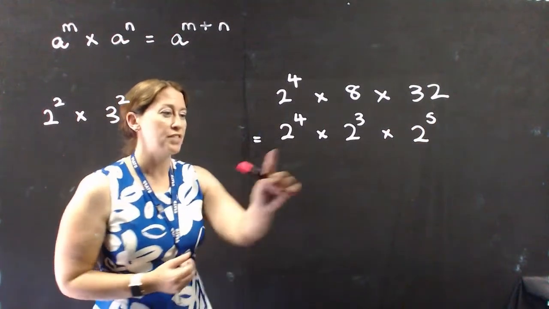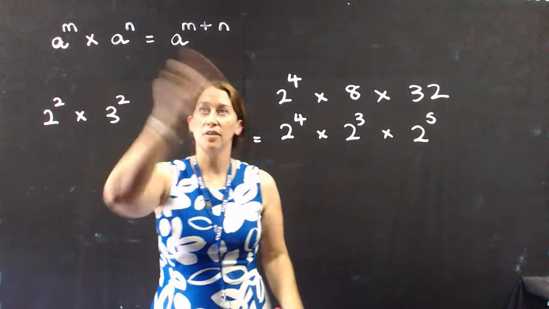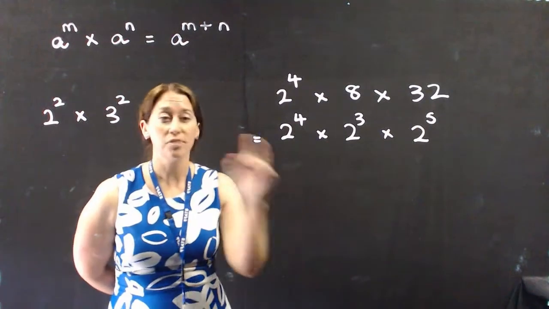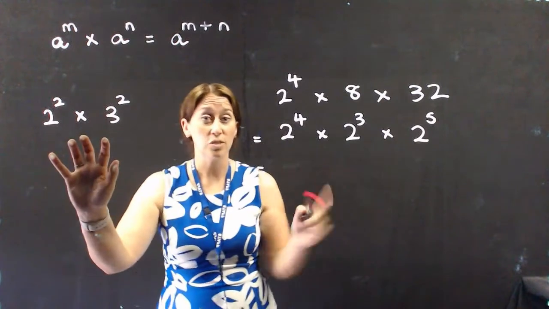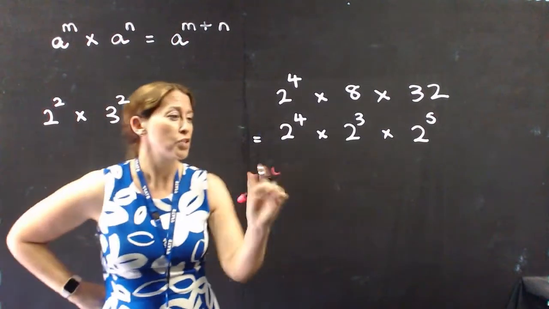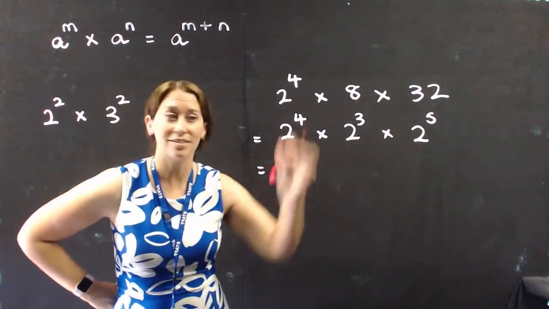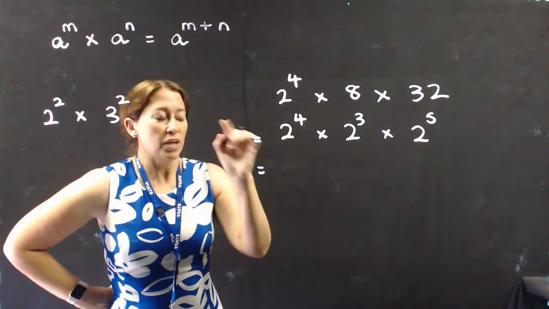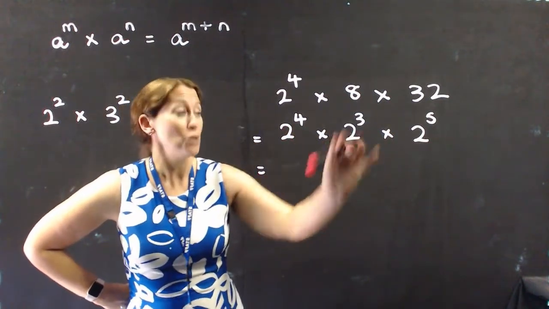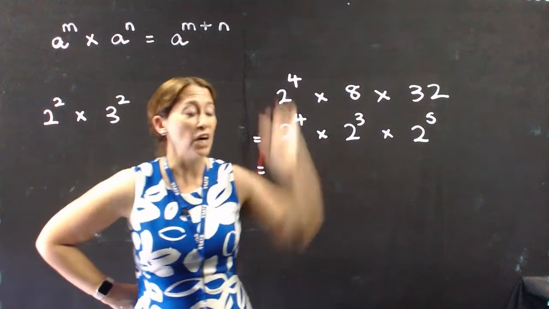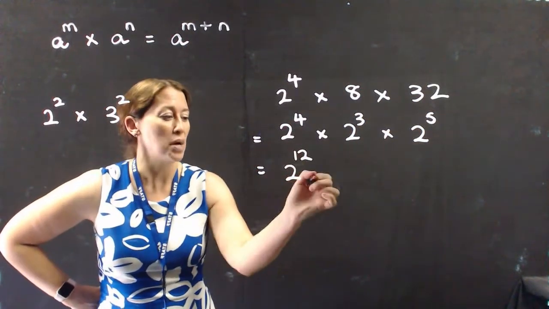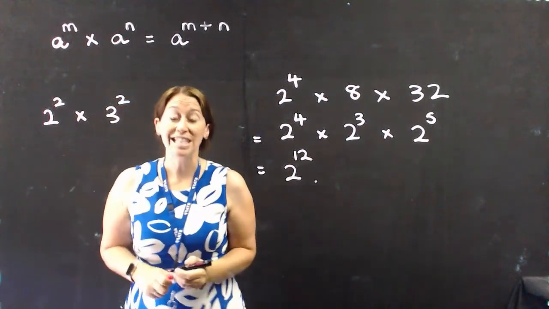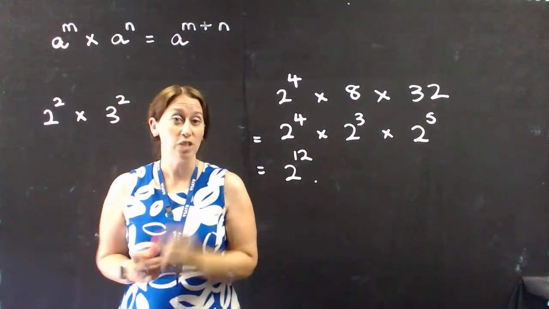Now we all have the same base. We can apply the multiplication law of indices just by simplifying. We're not being asked to evaluate or work an answer out. We were just being asked to simplify. So 2 to the power 4 times 2 cubed times 2 to the power 5, bases are all 2. We have 4 plus 3 plus 5, which is 12. We can write that as 2 to the power 12. And that's pretty much everything you need to know about using the multiplication law of indices.